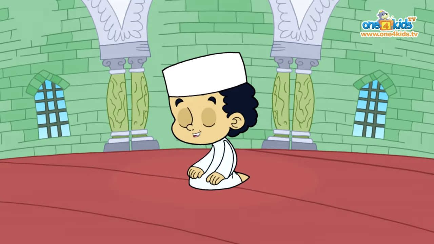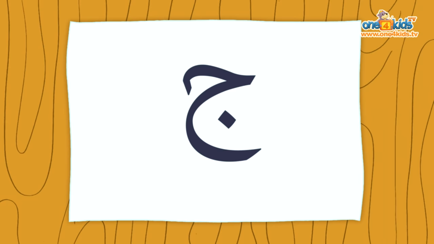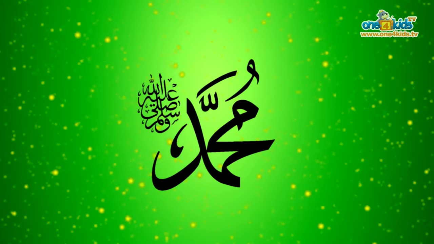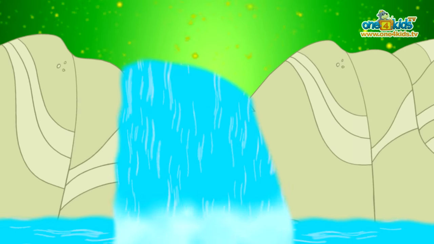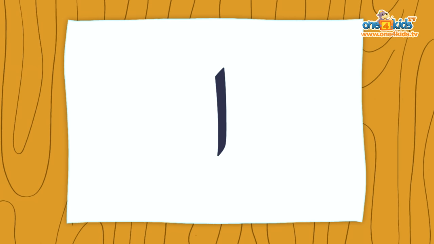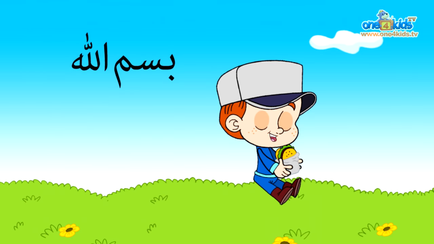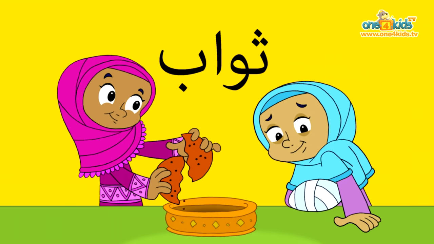We're learning the Arabic alphabet so we can read and learn Al-Quran, Al-Quran, the language of our beloved Muhammad, the last prophet sent from Allah, from Allah. Alif is for Allah, Ba is for Bismillah, Ta is for Taqwa, and Tha for Thawab.